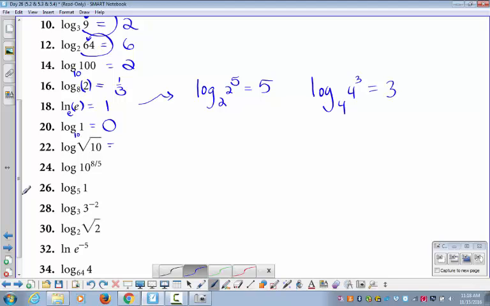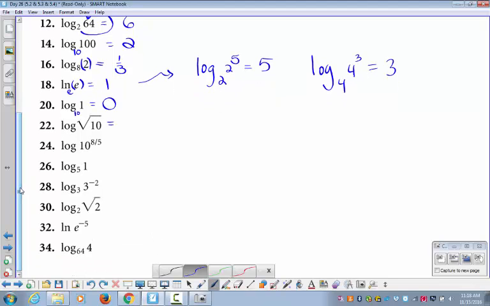This one, again, there's a hidden base of 10. 10 to the what gives square root of 10. 10 to the 1/2 gives the square root of 10.